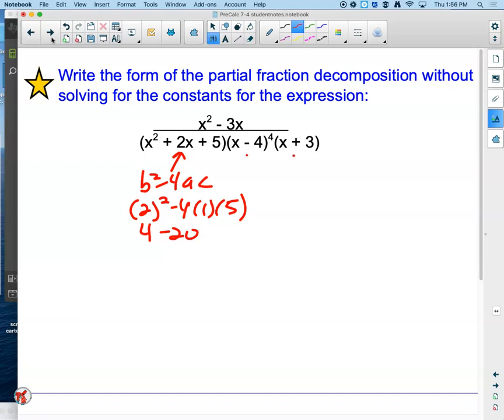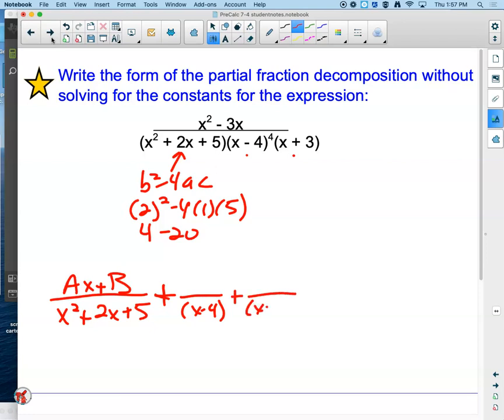So if I'm going to break this up, I will need an ax plus b over x squared plus 2x plus 5 plus, now it's x minus 4 to the fourth. So that means I have the possibility of just an x minus 4, but there could have been an x minus 4 squared, there could have been an x minus 4 cubed, and there could have been an x minus 4 to the fourth. All we get to see is the end result of the denominator. But all of those are considered linear factors because inside the parentheses, it's an x to the first. So ax plus b, c, d, e, and f.